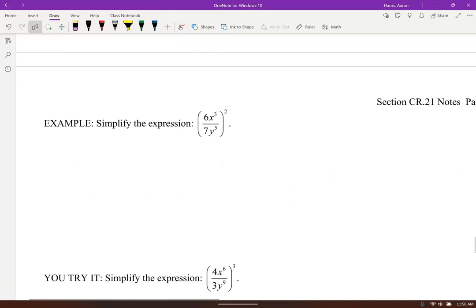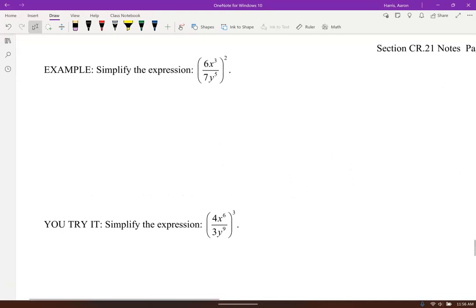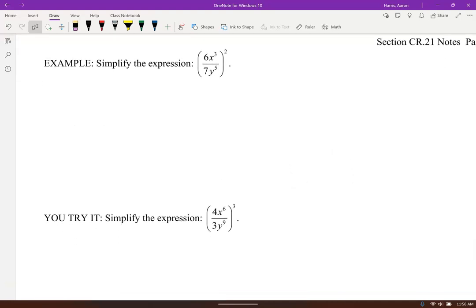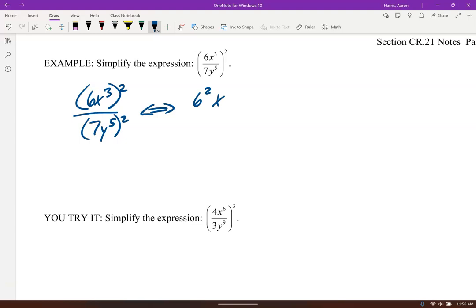And let's do a few more, and then we'll call it good here. 6x to the 3rd over 7y to the 5th. This is all quantities squared. So I have the top is going squared. The bottom is also being squared. And then that's a power of a product. So 6 is squared. X to the 3rd is squared. And then the 7 is squared. Y to the 5th is squared.